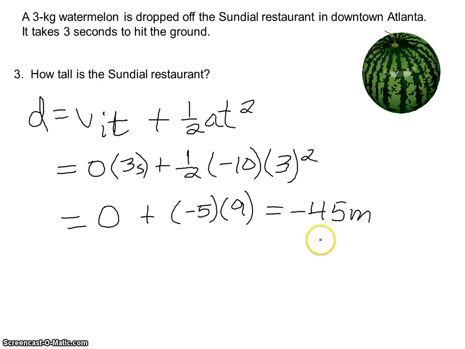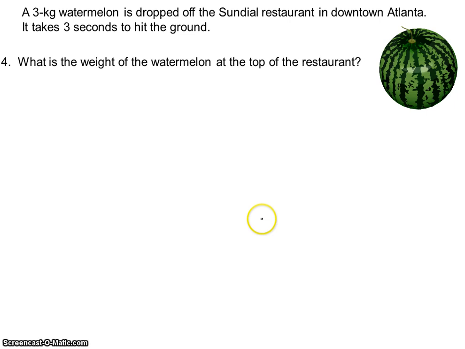Now in regular conversation, we probably wouldn't say a building is negative 45 meters tall. So it would be very appropriate to go ahead and just keep that a positive value since it's 45 meters above the ground.